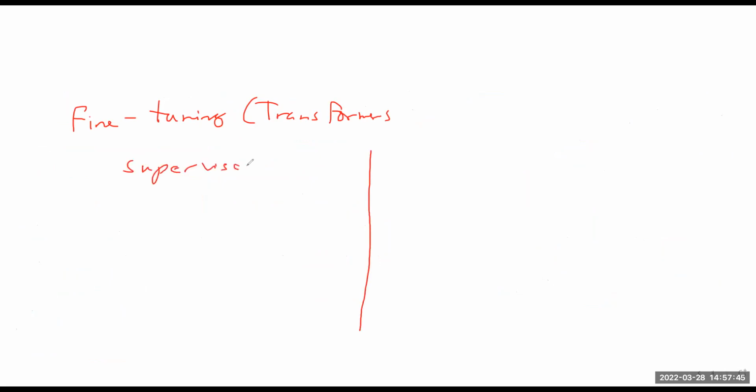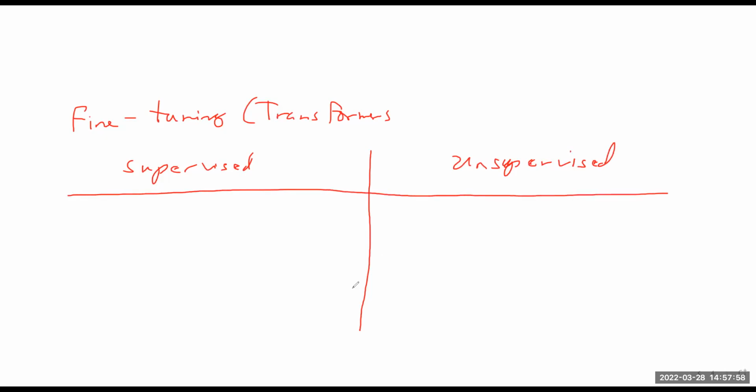So let's go to another slide. Now we are in fine tuning of transformers. And then we have supervised and we have unsupervised. We haven't talked about unsupervised at all, but I have the code for that today. And for that code, the unsupervised one, I'm not even using my GPU box. It just runs nicely on the Windows computer.